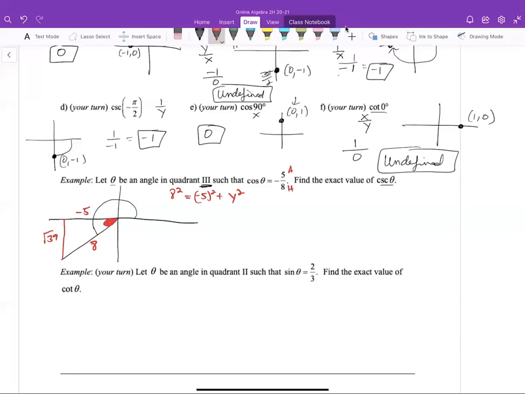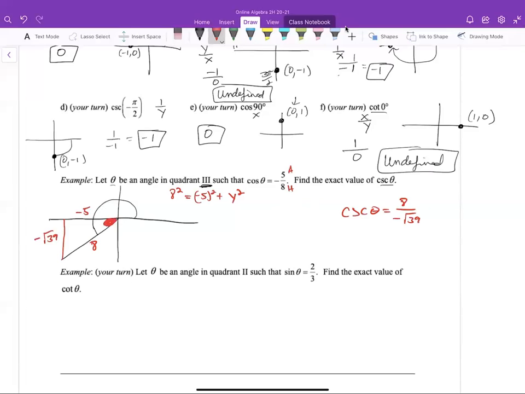Now notice that the y value is in the negative direction. So that is a negative square root of 39. That's very important to remember that. Now I can find the cosecant of theta. Cosecant is related to sine. Sine is opposite over hypotenuse. So cosecant is hypotenuse over opposite. So we know that the cosecant of theta is equal to the hypotenuse, 8, over the opposite, negative square root of 39.